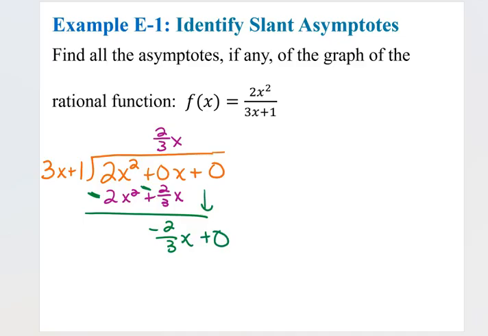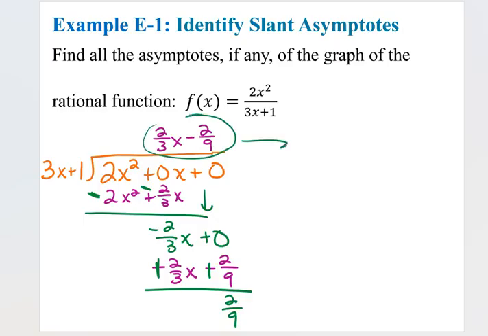So what do I have to multiply 3x by to get negative 2/3 x? And the answer is negative 2/9. So negative 2/9 times 3x is going to give me negative 2/3 x. And negative 2/9 times positive 1 is going to give me negative 2/9. And then again, you're going to subtract all that. The leading terms are going to fall away, which is what you want, and you're left with a remainder of 2/9. Do not worry about the remainder. So this is going to be your slant asymptote.